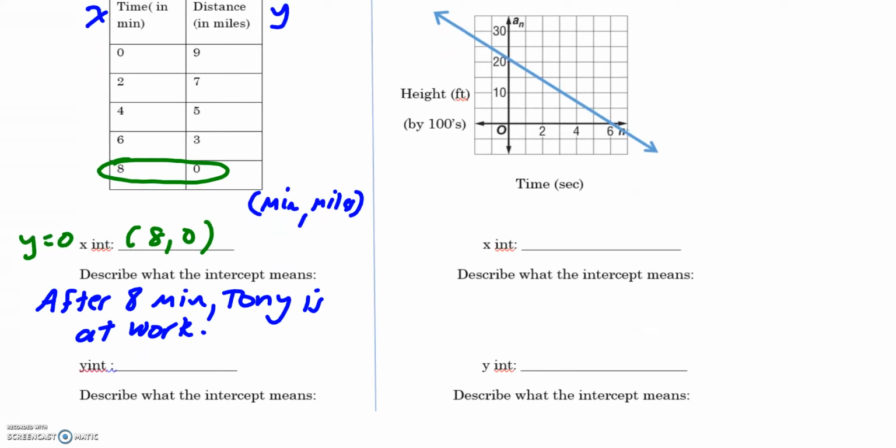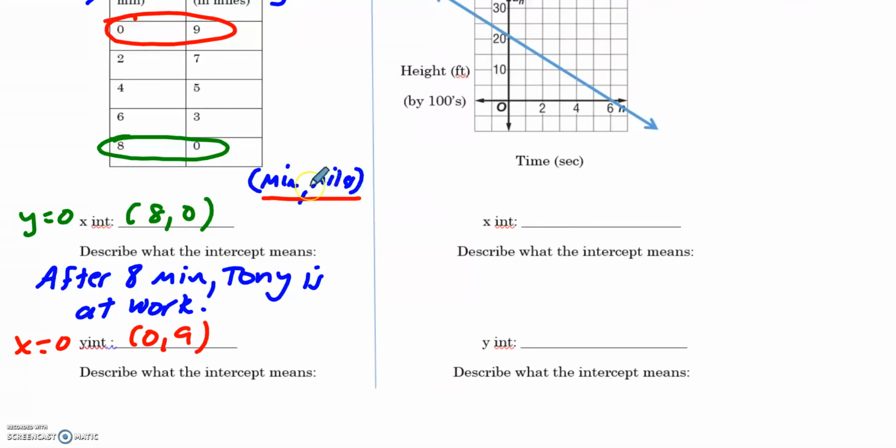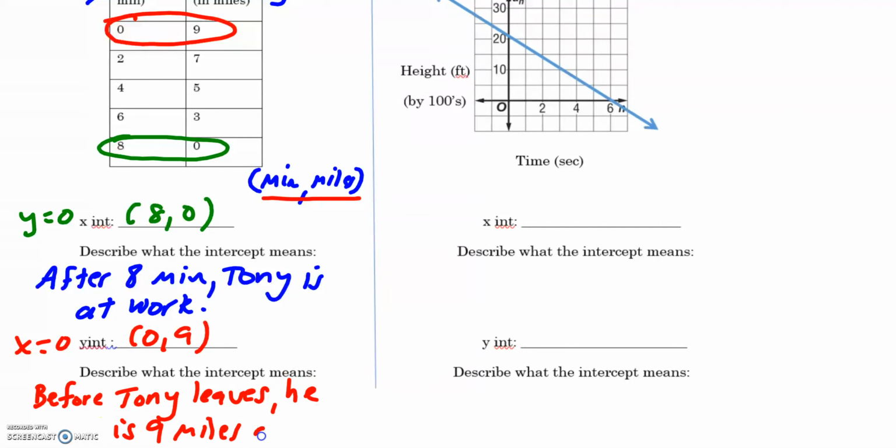The y-intercept is when x equals 0, because it's on your y-axis. So that would represent your y-intercept in terms of the problem. And if we're thinking about the units, this means to me, after 0 minutes, Tony is 9 miles away from work. But instead of saying after 0 minutes, remember we could say something like at the start or before Tony leaves. So in this context, I would say before Tony leaves, he is 9 miles away from work.